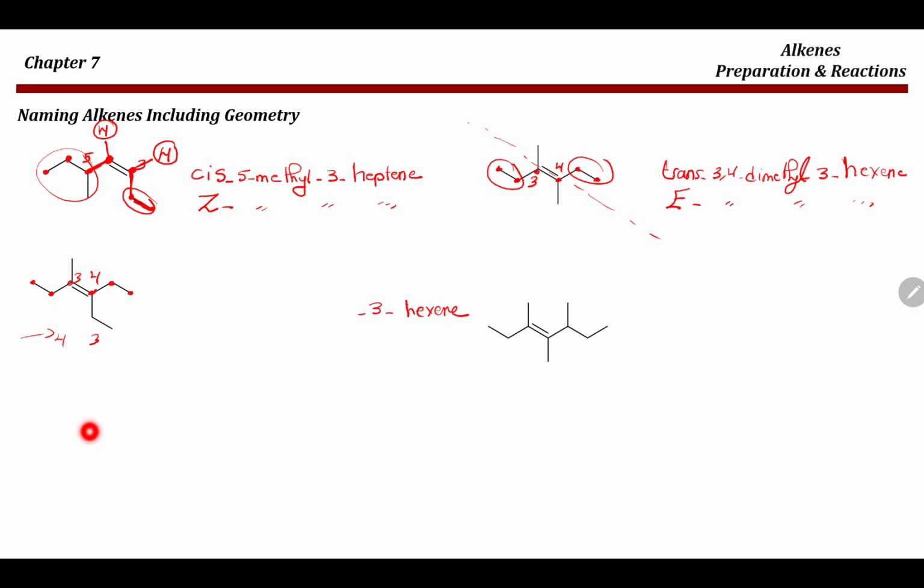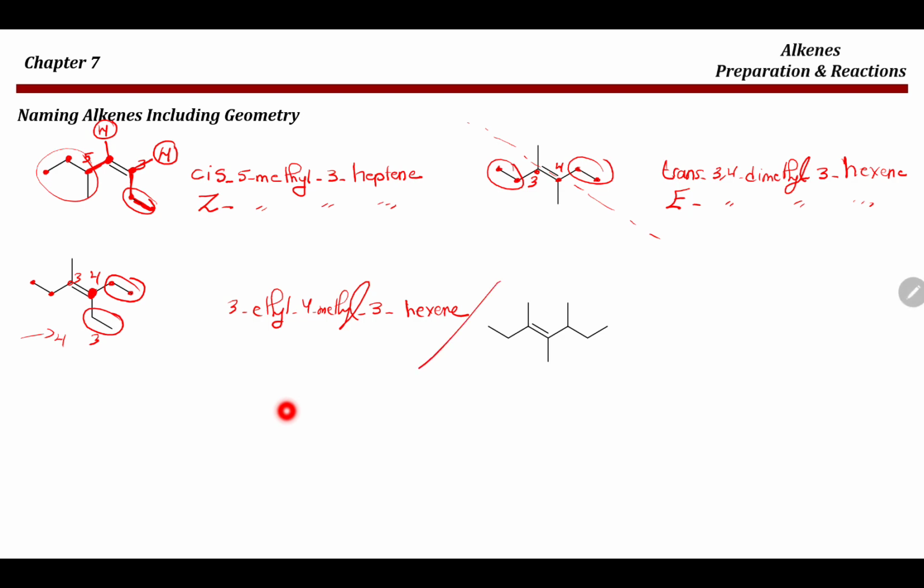However, counting from the left side will give the methyl position 3 and ethyl position 4, whereas if I start counting from the right side, ethyl will get the smaller number. Since I'm getting smaller numbers, in this case the alphabetical order rule applies, so 3 ethyl, 4 methyl, 3 hexene. Now, E and Z or cis trans, we cannot use either. Why? Because if you look at this carbon here, it's actually bonded to 2 similar groups. Since we have similar groups, we cannot use cis trans or EZ.